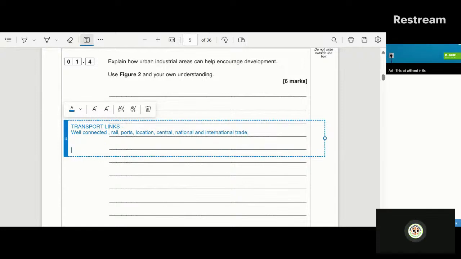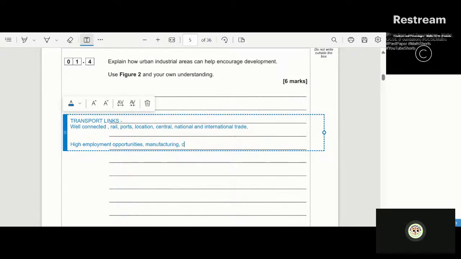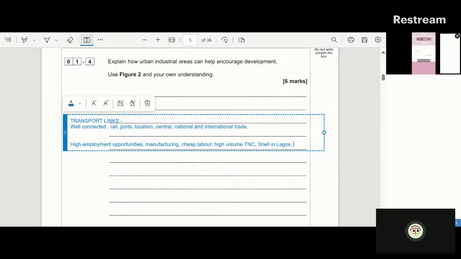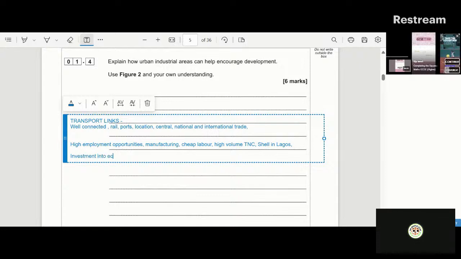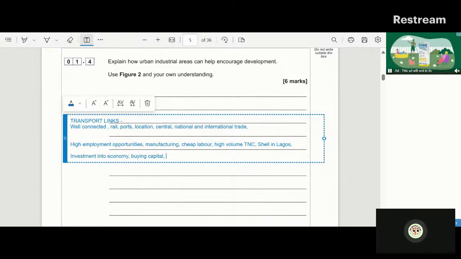Transport links. I'm looking at the mark scheme and they've literally only discussed transport links. But I'm trying to see how urban industrial areas encourage development. You can talk about how there are high employment opportunities, especially loads of jobs in areas such as manufacturing. There's lots of cheap labor because of the high volume. Think about all of the transnational corporations settling there, especially in newly emerging economies. For example, Shell in Lagos is a good example. There's lots of employment opportunities, lots of infrastructure, and a lot of investment into the economy, i.e. buying up capital, buying up machinery, things like that, that will improve the job opportunities. And if they're improving the roads so that they could transport materials much faster, they're also improving the standard of living for the locals.